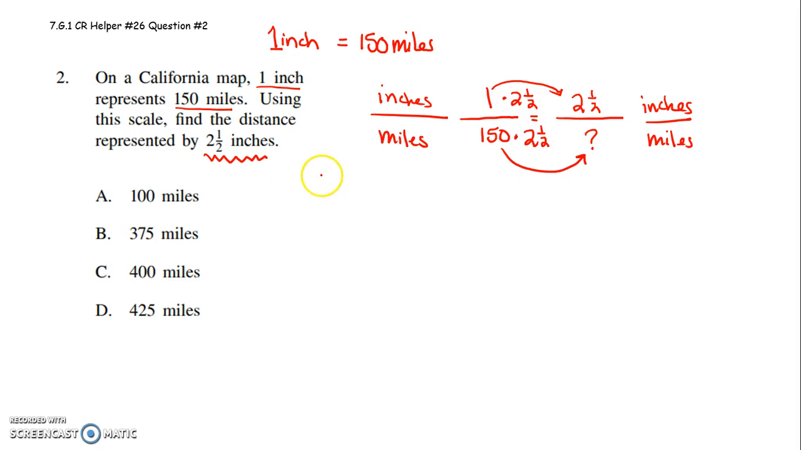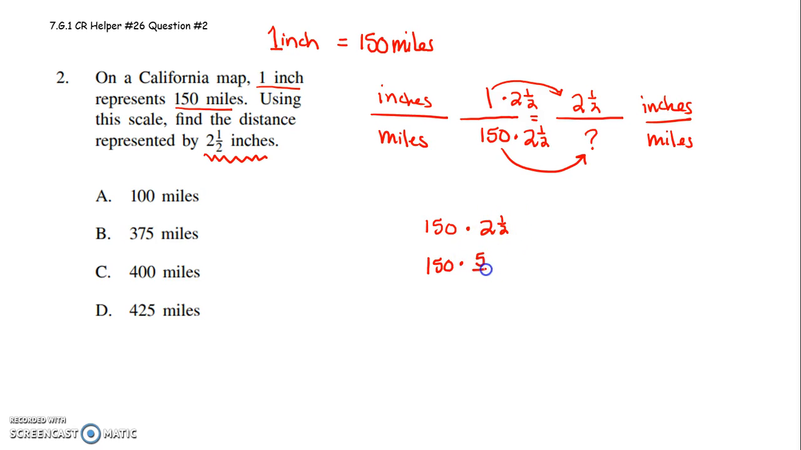I find the most powerful thing about setting up a proportion, for my students who go, I don't know, do I multiply? Do I divide? Well, by setting up a proportion, it works it out for you. So now I just have to do 150 times 2.5.